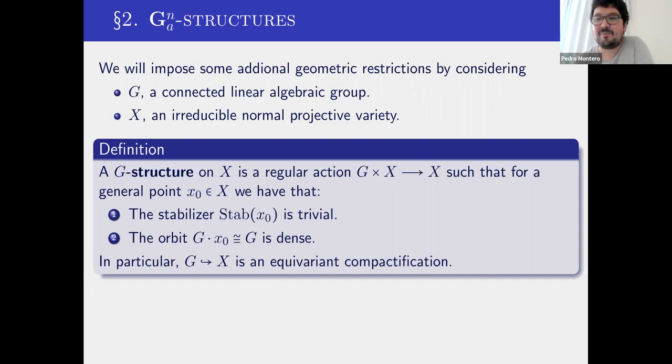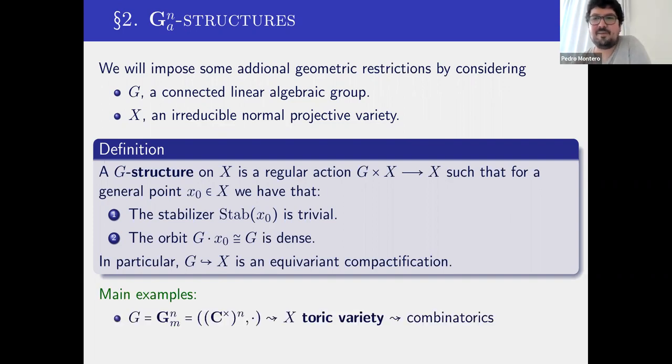There are very well-known examples of this situation. I think the main example are toric varieties, where the group G, the algebraic group, is the algebraic torus, and the variety X is toric, therefore. The nice thing that happens in this situation is that everything can be encoded into combinatorics. And there is a very well-known theory of toric varieties.